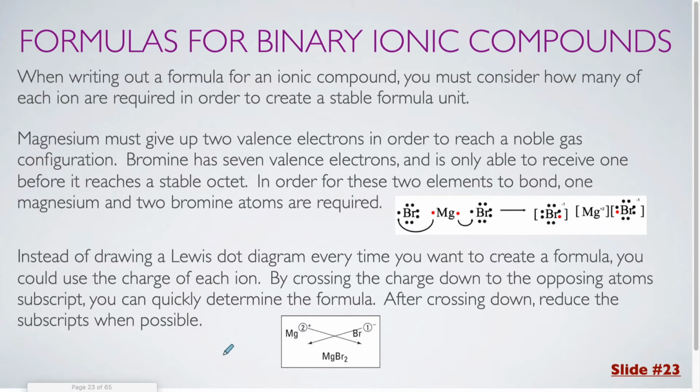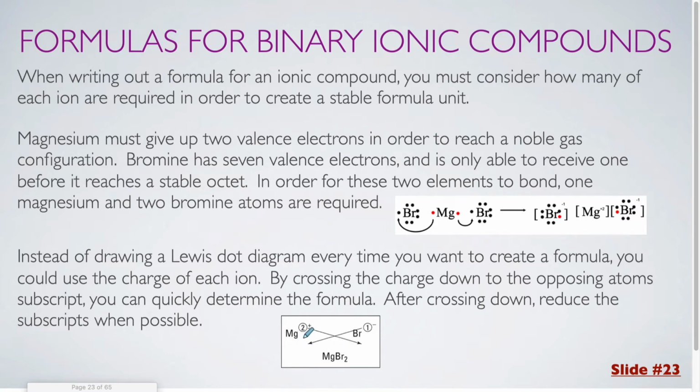Instead of drawing a Lewis dot diagram every time you want to create a formula, you could use the charge of each ion. By crossing the charge down to the opposing atom's subscript, you can quickly determine the formula. After crossing down, reduce the subscripts when possible.